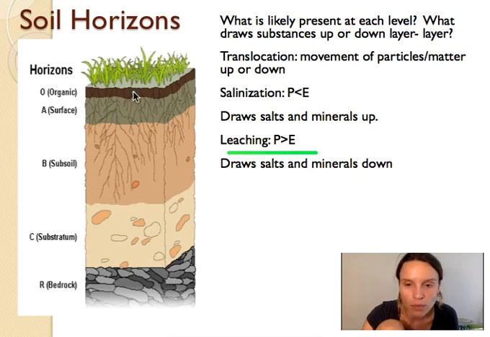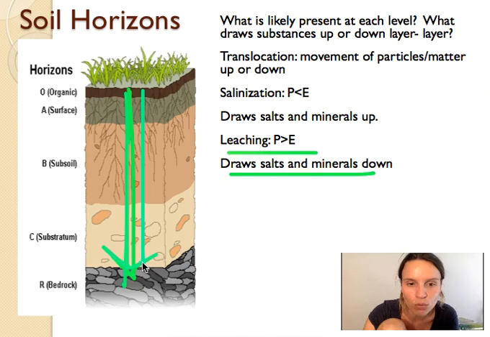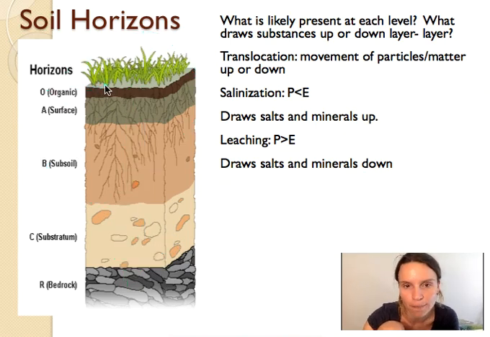Leaching is what we call it when things move the other direction. And just like salinization, too much leaching is not great for soil because it washes away all of the minerals and nutrients. So if precipitation is much greater than evaporation, water is going to be constantly flowing down through the soil and dragging with it all of the minerals and nutrients that these plants need to survive.